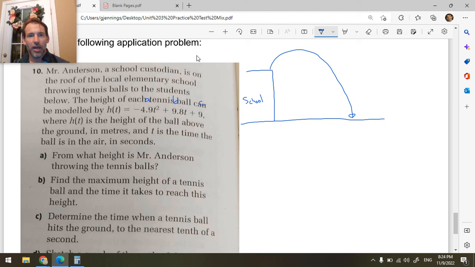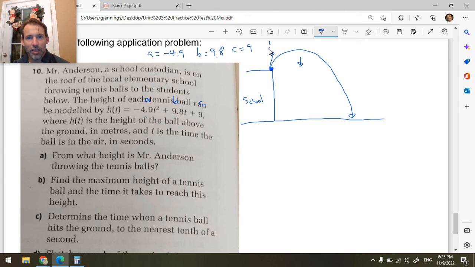Okay, so A equals, we're going to make my little chart up here, minus 4.9. What does that tell me? The parabola opens downwards. Of course it does, because it's an object flying through space. B is equal to 9.8. That tells me that it's rising here when it leaves the school. And C is equal to 9. That tells me the y-intercept here is the point 0, 9.